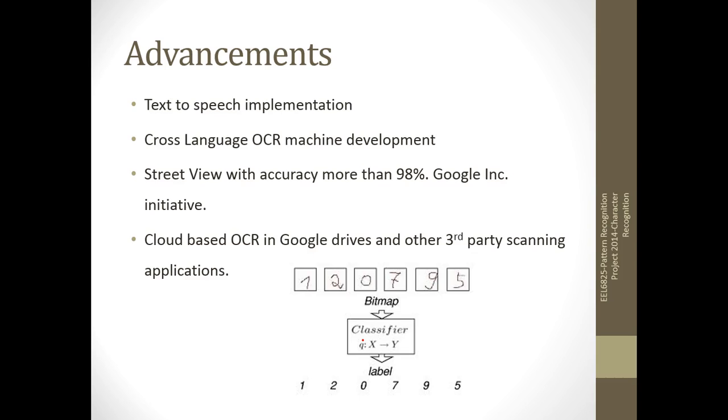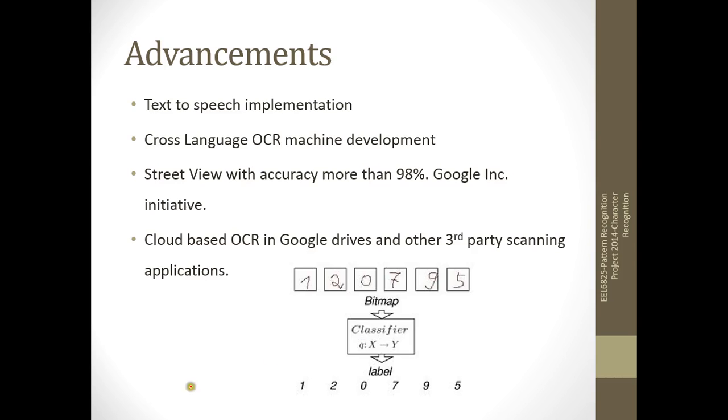And the last one is cloud-based OCR. The Google Drive, the Dropbox, they all have the ability to store documents. They have an engine to convert the document from say PDF or some JPEG image or BMP image onto some text files.